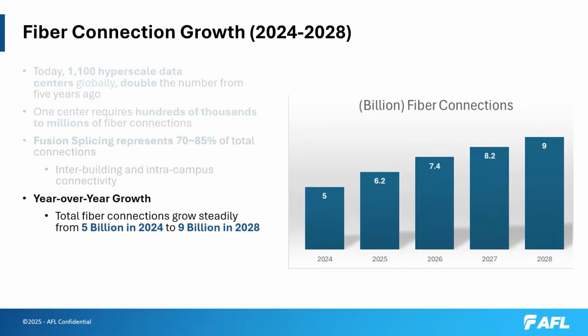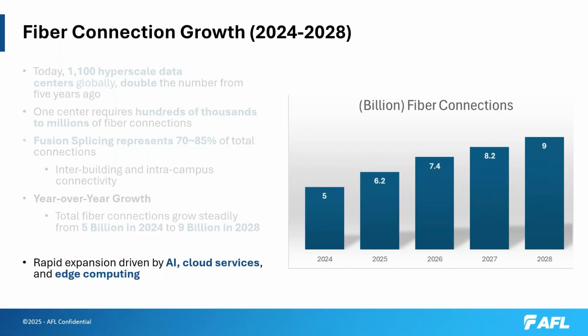Year-over-year growth. Here are the projections over the next 5 years. You can see right now, 2025, we're sitting at 6.2 billion connectors. That's with a B. It's going to rapidly increase to over 9 billion by 2028. So no end in sight from the standpoint of the volume of splicing that is going to take place. Tremendous amount of work to be done.